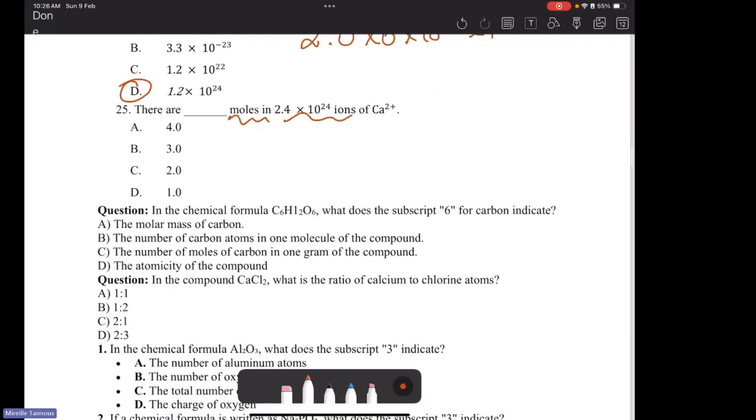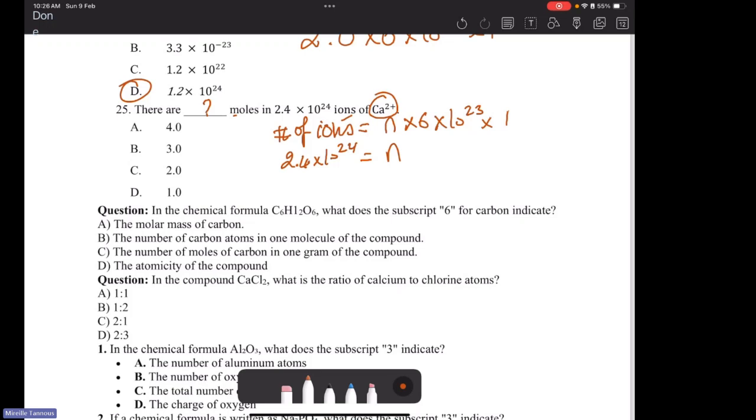Now, number of moles in ions. I have the number of ions, a very complicated number, divided by Avogadro. So we want the number of moles. If I apply this formula, number of ions equals moles, which they wanted here, times Avogadro times atomicity. I only have one. So it is given as 2.4 times 10 to the power 24, and they want n. I have Avogadro's number, so I'm dividing this by Avogadro's number, and that is 4.